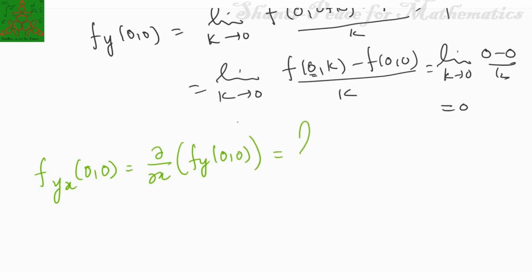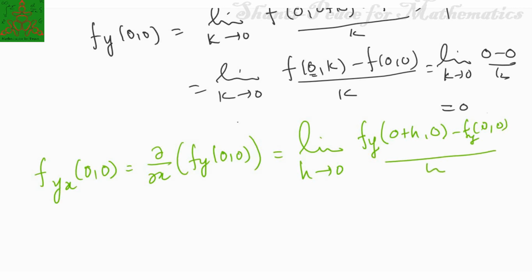So by definition, this is limit h tends to 0 of fy at (0 plus h, 0) minus fy at (0, 0), upon h, and fy at (0, 0) we have calculated. We need to calculate now fy at (h, 0). So what is fy at (h, 0)?